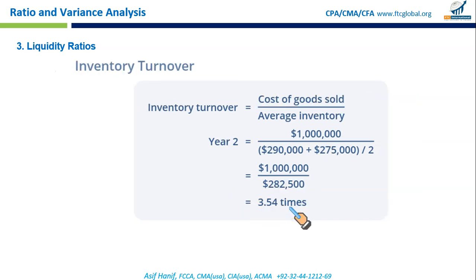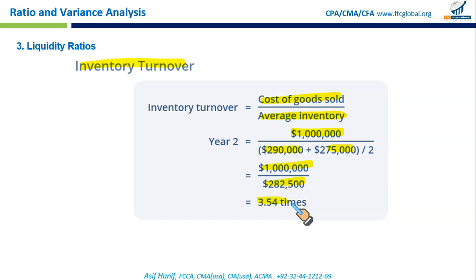Next, how quickly we are able to convert our inventory into cash or into account receivable, and of course account receivable into cash. So it's calculated taking cost of goods sold over average inventory. This is the cost of goods sold for year 2, and these two numbers are for average inventory figure, opening and closing over 2. So basically this is the CGS upon average inventory, 3.54 times. It means our inventory is sold nearly 3.5 times in a year, or you may say that our inventory is replenished about 3.5 times in a year.